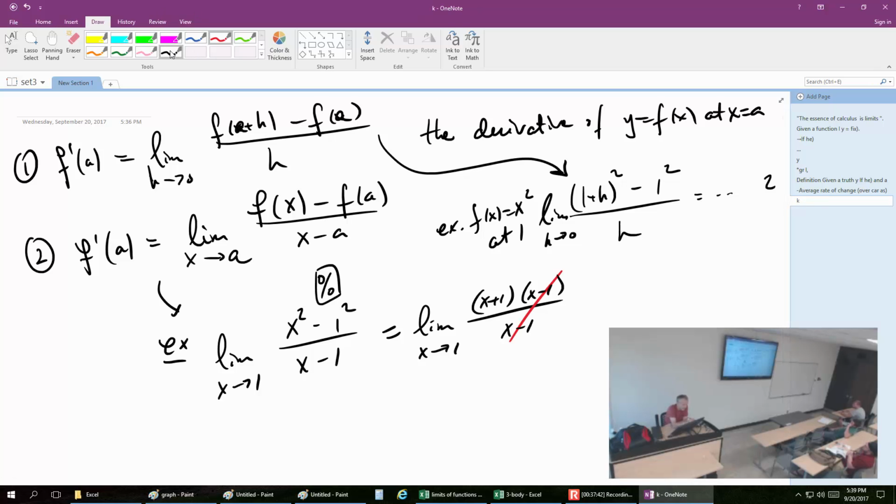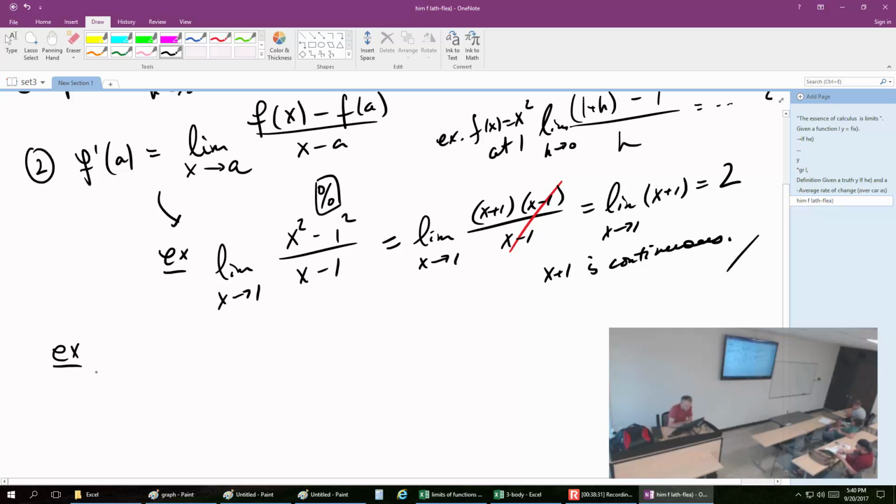It's just the same idea. It's the same thing, hidden. And the answer is 2. Once again, the magic word is that x plus 1 is continuous. Why does it work out? Because x plus 1 is continuous. So that's how the derivative is computed as a single limit at a given point, as many points as necessary. Some might look more complicated than that, but you always end up with 0 over 0. You always have to do some algebraic trickery in order to resolve the indeterminacy.